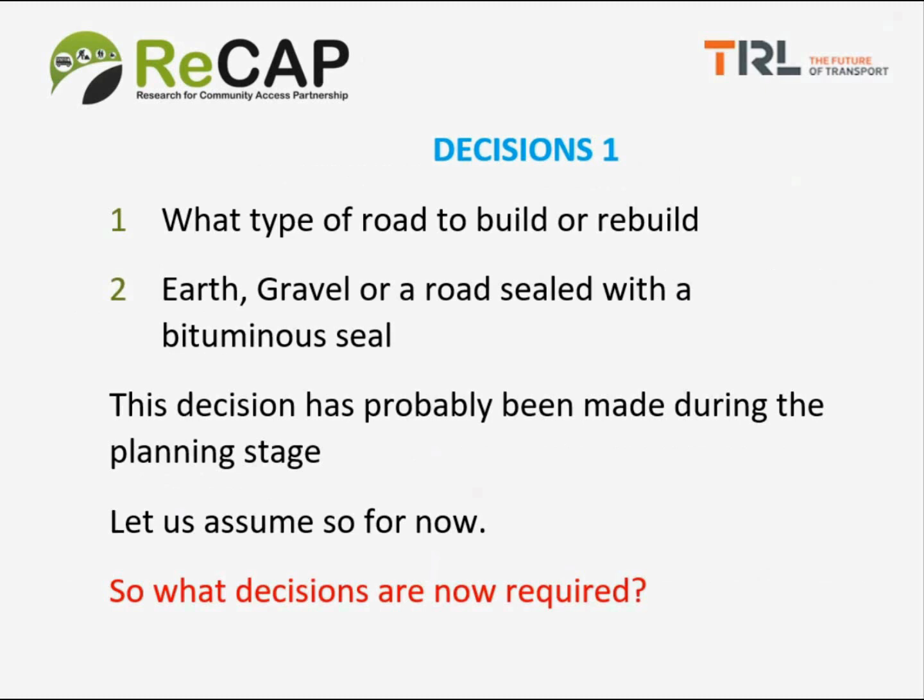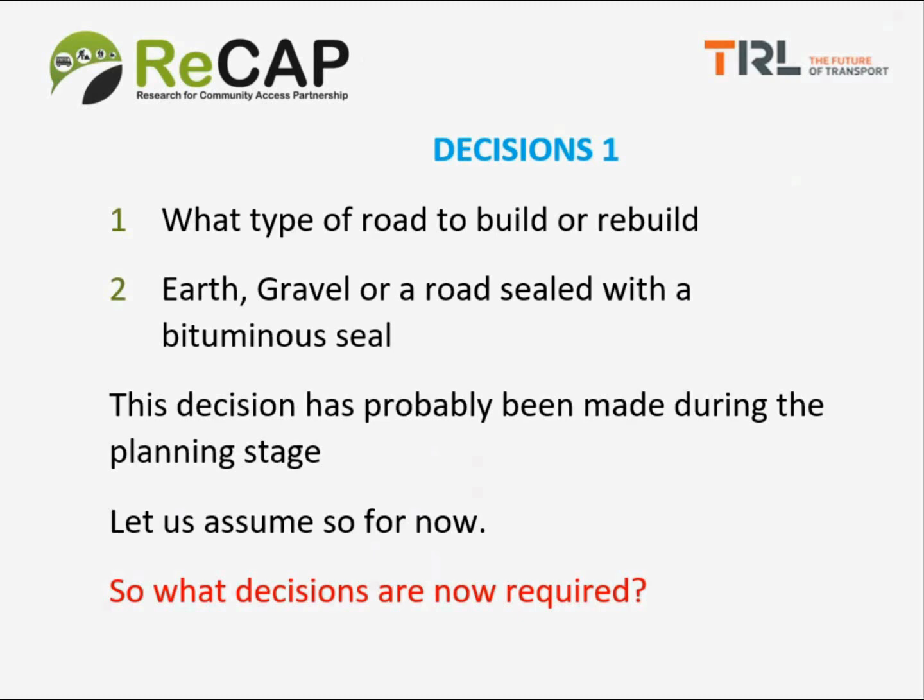So the first thing we have to do when we're designing a new road is to make a decision. The decision is what type of road to build. Do we want to build an earth road, a gravel road, or a sealed road? We're going to talk about the sealed roads in this particular lecture, but the decision has probably been made during the planning stage of the project. So let us assume that for now.